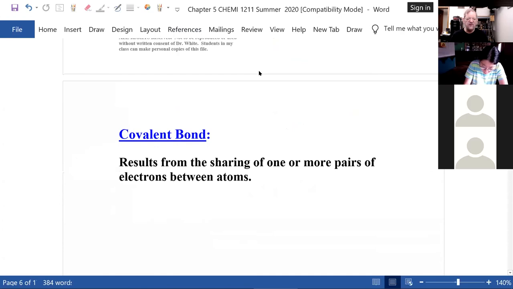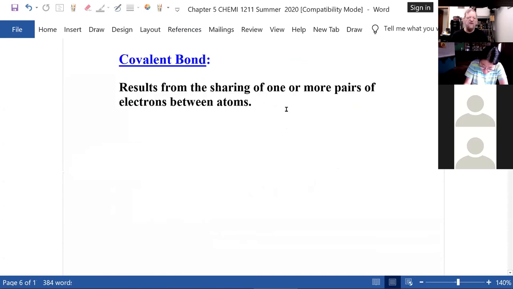And that's, what is a covalent bond? The covalent bond is the sharing of one or more pairs of electrons between atoms. Again, the covalent bond is sharing one or more pairs, in case you don't know, that means two electrons, between atoms.